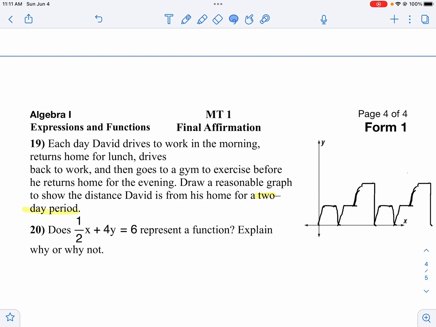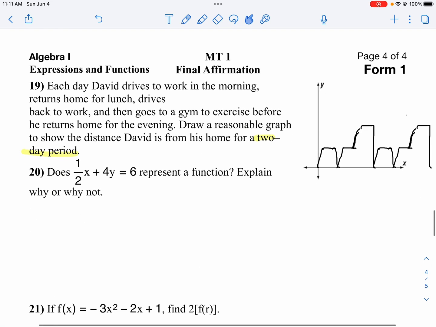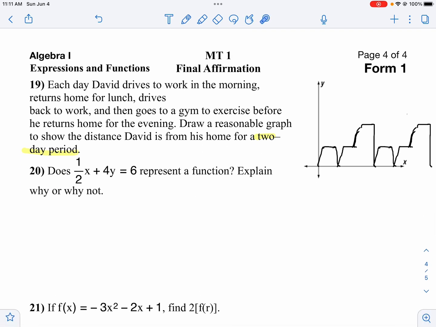Question 20. Is that a function? That is, for every value I put in for x, how many answers for y am I going to get? Well, it seems I'm going to only get one answer because I'm not doing anything weird. So this would be a function because there's only one answer. Only one output for each input.